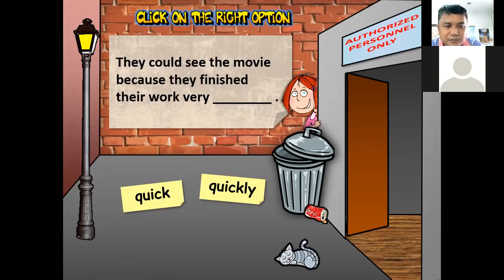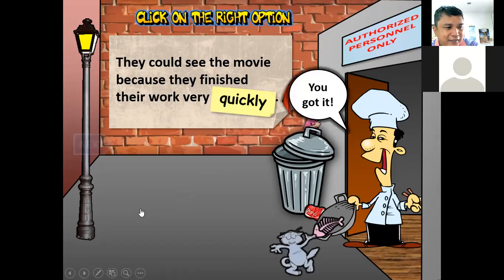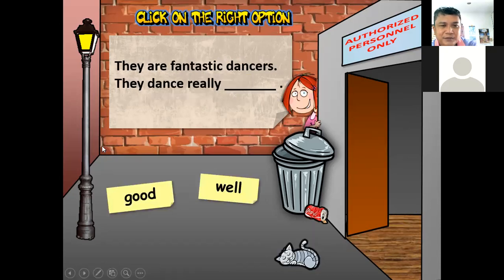Quick or quickly? They want to see the movie because they finish their work very quickly. Quickly. Okay, let us see. You got it. Very good, okay. Next. Good or well?